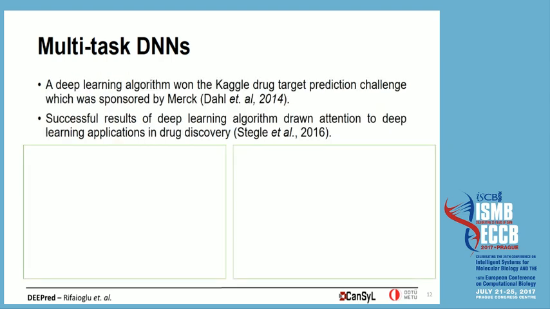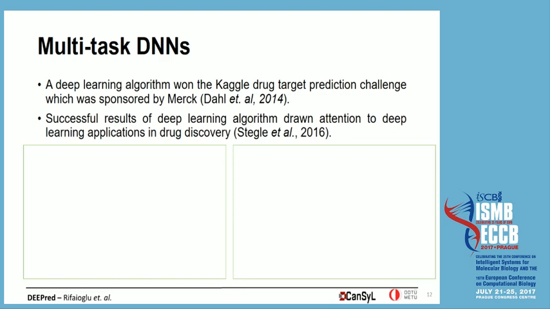A multitask deep learning algorithm won the Kaggle drug target prediction challenge, which was sponsored by Merck. Merck is one of the largest drug companies in the world. These results draw attention to new deep learning applications in drug discovery, and drug discovery and drug target prediction is a computationally similar problem to protein function prediction.